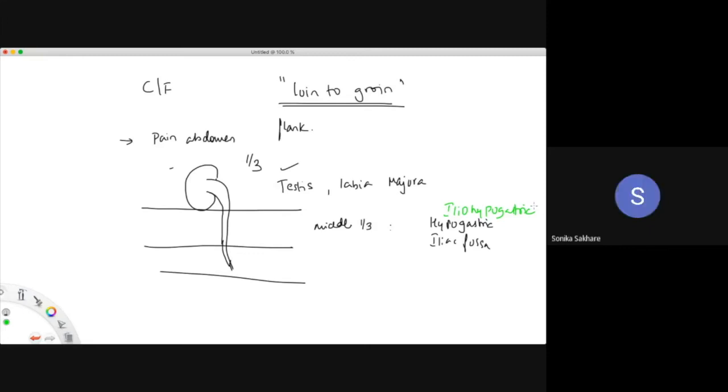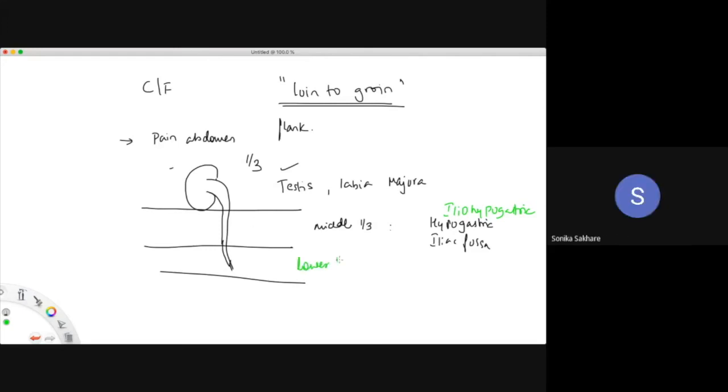We'll take up appendicitis in a later class. Today we are just seeing the differential diagnosis. On the left side it will be diverticulitis. Diverticulitis is common on the left side. So the differential that we'll keep in mind will be diverticulitis.